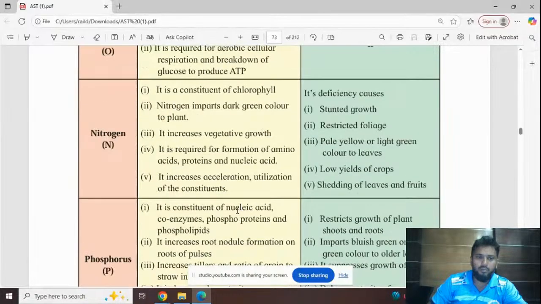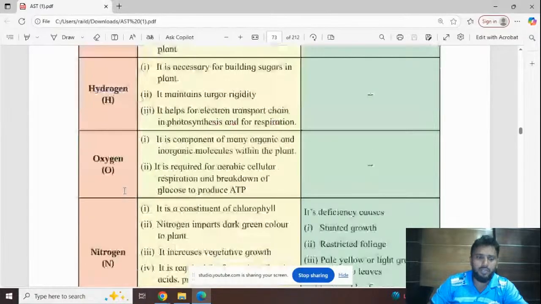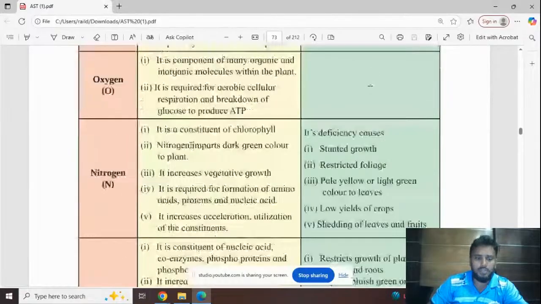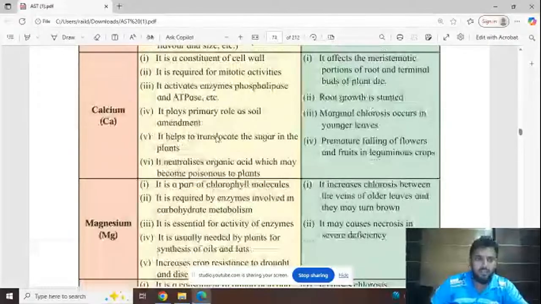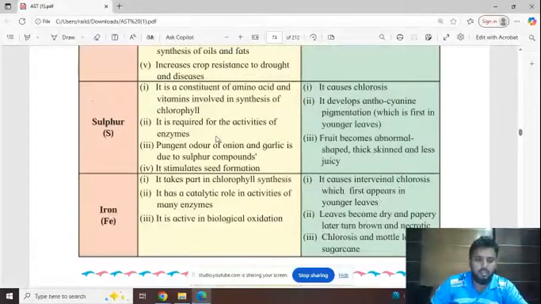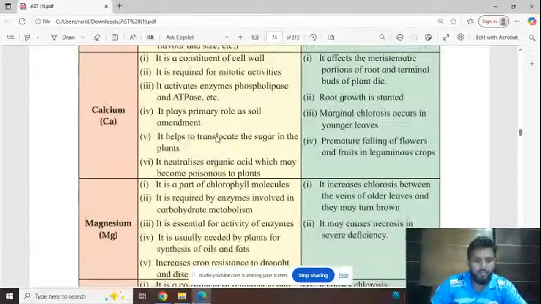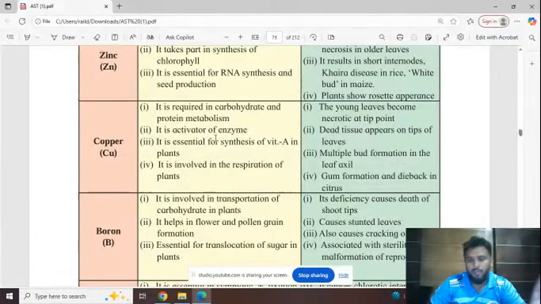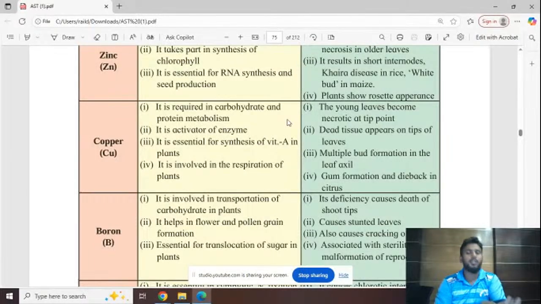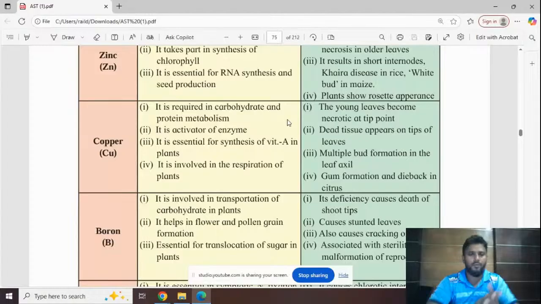Now, these three elements, that is carbon, hydrogen, and oxygen, are not important for the examination. The rest, among these 13, nitrogen, phosphorus, potassium, calcium, magnesium, these 4 or 5 elements are very important for subjective type questions, and the rest are important for objective type questions. Okay? What type of objective type question may be asked? Like zinc. When there is deficiency of zinc, benefits or functions are given here. We'll focus now on deficiency symptoms, because they cause certain specific diseases on the plants.